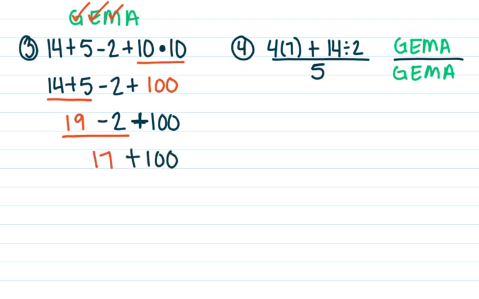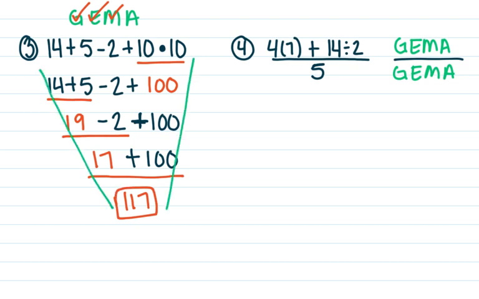Everything else stays the same. And then my last step is one more multiplication problem. And so my final answer is 117. Again, you can see that upside down triangle as my math gets shorter as I get closer to that answer.